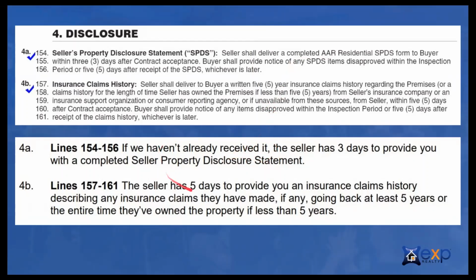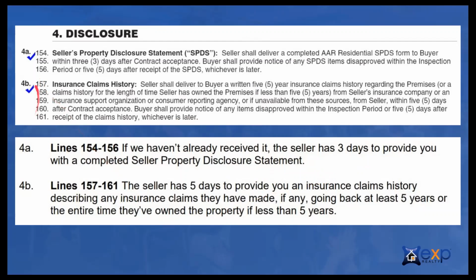So anyway, this language is written with the assumption that we are explaining this to the buyer at the time the contract is being written or reviewed for signatures. That's just the way I wrote it. The concepts could apply just as well if you're describing it to the seller. So under disclosure, the seller property disclosure statement, the quick explanation is: if we haven't received it already, the seller has 3 days to provide you with a completed seller property disclosure statement. And if the seller's agent did their job the way they're supposed to, we do already have it because it had been uploaded to the MLS.